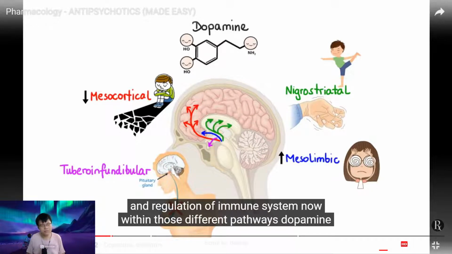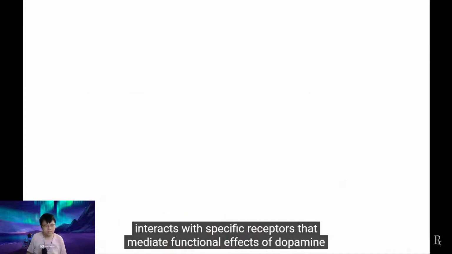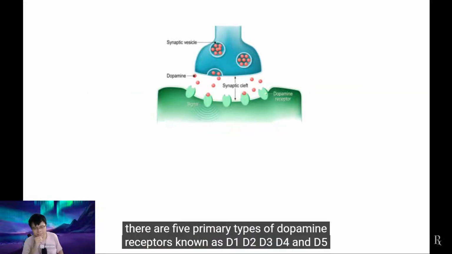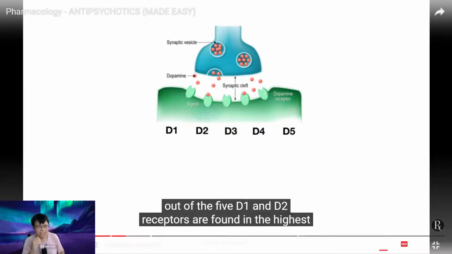Now, within those different pathways, dopamine interacts with specific receptors that mediate functional effects of dopamine. There are 5 primary types of dopamine receptors, known as D1, D2, D3, D4, and D5. The current drugs we have, I just tend to ignore everything except D2. Although there is some interesting preclinical research, no doubt, for the other receptor types.